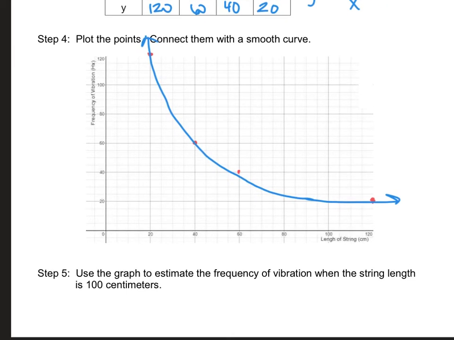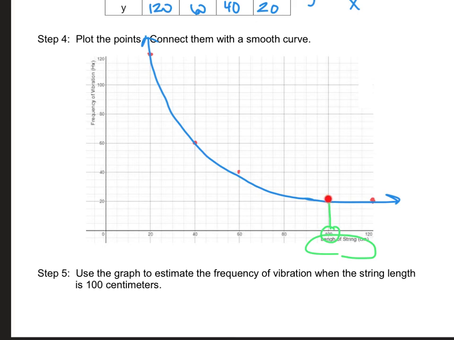Now we can answer this question. Use the graph to estimate the frequency. So it will be an estimate based off of our own graph. The frequency of vibration when the string length is 100 centimeters. So let's remember our string length is our x's down here. So if that is 100, I'm going to go along the x-axis to 100, and then I'm going to go up and estimate where this is. Honestly, it should have been just a little bit up. If you noticed when I graphed, I kind of missed this point right here. So really my curve should have been just a little bit higher. So I'm just going to keep that in mind and go a little bit above.